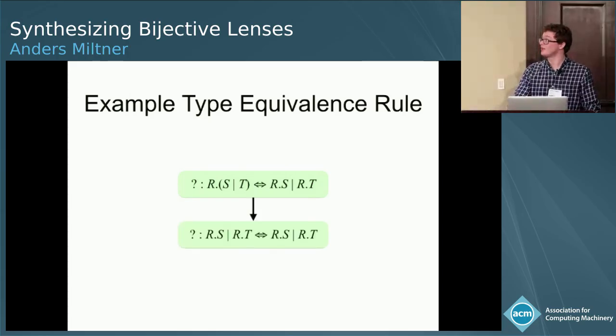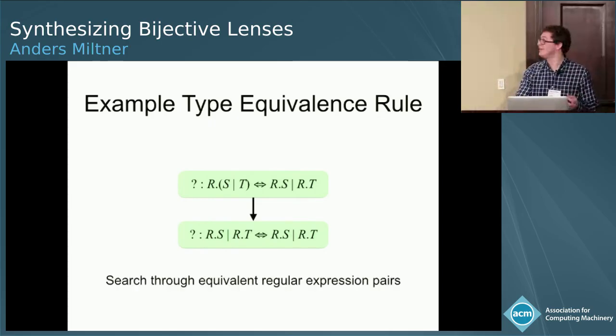But we can generate a lens between them. In particular, we need to replace the r.s or t with r.s or r.t. And after doing this, now the two regular expressions are compatible. We can find a lens between them using only syntax-directed rules. In particular, we can find the identity lens. So in this way, using type equivalence necessitates this need to search through equivalent pairs of regular expressions and try to find two that are compatible. This is the primary non-deterministic search that we do in Optician.